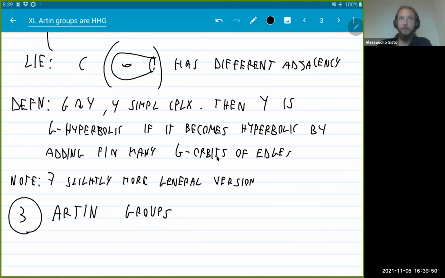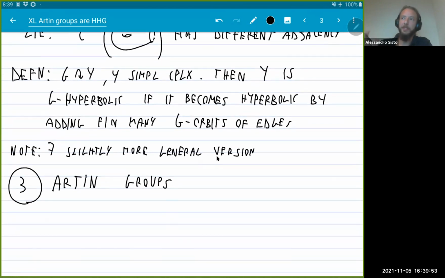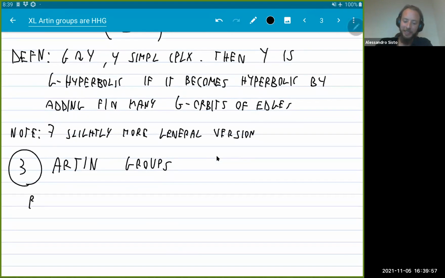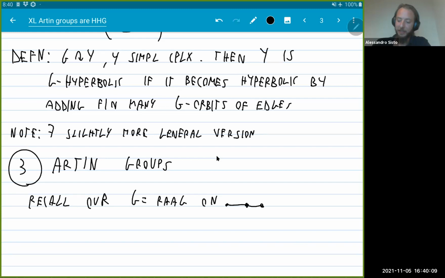Artin groups. But first, let's do our simpler Artin group, the working example from above. So recall our G, which was the rectangle Artin group on this, and which has a particular amalgamated product decomposition, which looks like this.